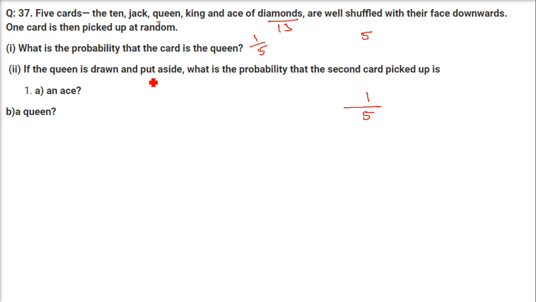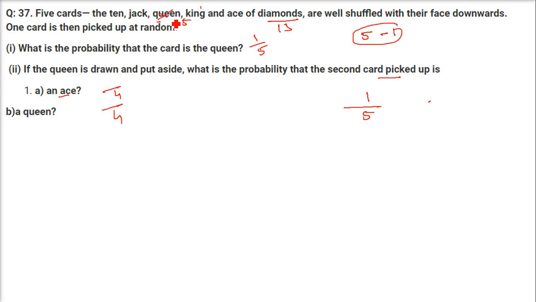If the queen is drawn and put aside, what is the probability that the second card picked up is an ace? Before we go to this question, see, of these 5 cards, already one queen has been taken out. So only 4 cards are remaining. So for this, we have a denominator of 4. First of all, you need to understand that from these 5 cards, the queen has been taken out. Now we have to find the probability of getting an ace.